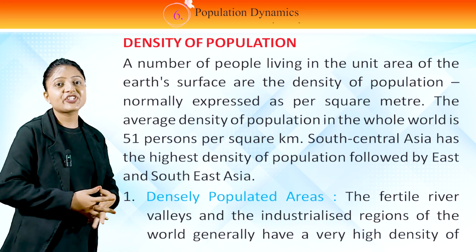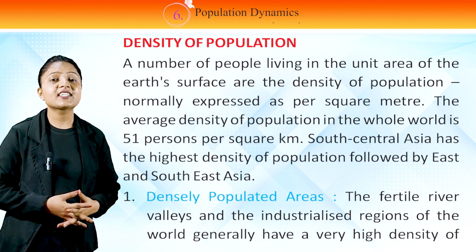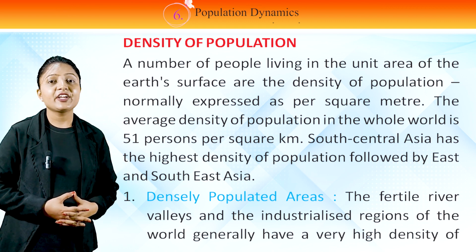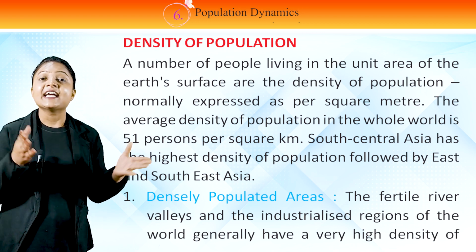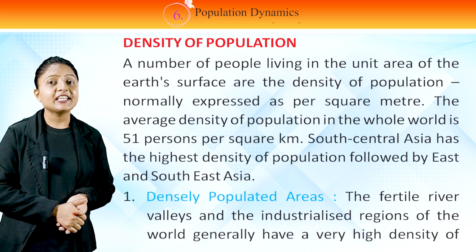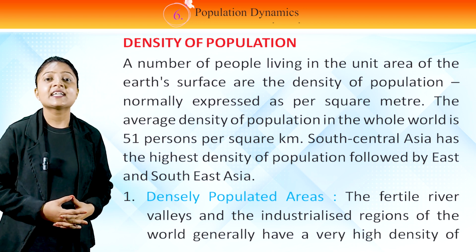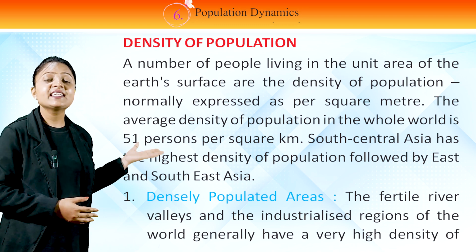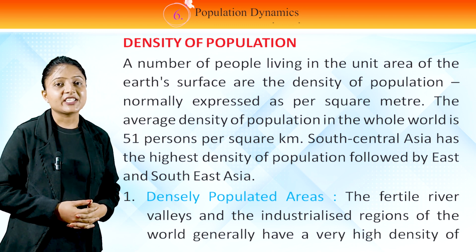Density of population. The number of people living in a unit area of the Earth's surface is the density of population, normally expressed as per square kilometer. The average density of population in the whole world is 51 persons per square kilometer. South Central Asia has the highest density of population, followed by East and Southeast Asia.